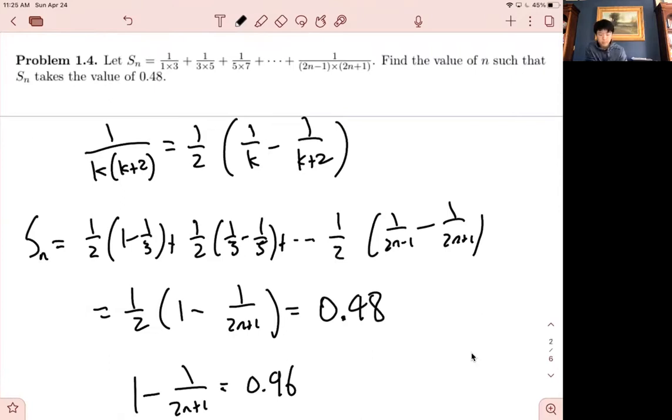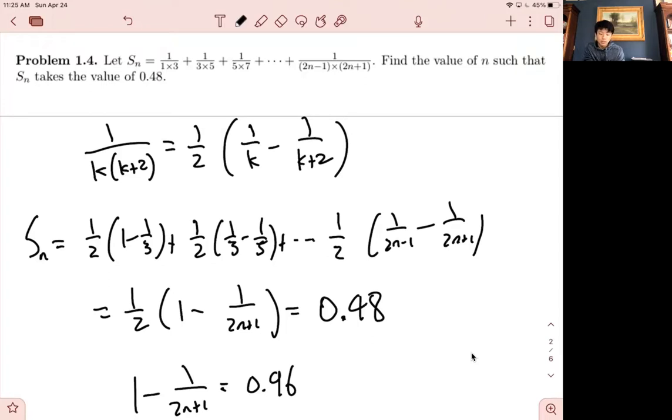Problem 4. Let S sub n equal 1 over 1 times 3 plus 1 over 3 times 5 plus 1 over 5 times 7 plus dot dot dot, up to 1 over 2n minus 1 times 2n plus 1. Find the value of n such that S of n takes the value of 0.48. We do basically the same thing as in problem 2. You take 1 over k times k plus 2, which is equal to 1/2 times 1 over k minus 1 over k plus 2. We have a 1/2 because the numerator will be k plus 2 minus k, so it'll be a 2 up there, and we have to cancel that out.